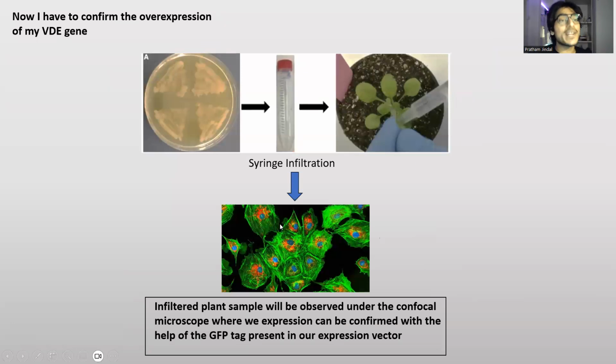Now we need to check the overexpression, whether our gene is expressing or not. In the case of plants, we use syringe infiltration. We inject the culture inside the plant, prepare a slide, and observe it with confocal microscopy. We can observe the GFP. Why GFP? It is present in the expression vector as a green fluorescent protein tag. It is excited at a particular wavelength, so when we shine that wavelength on the GFP, we can tell whether it is expressing or not. If the plant has taken up this gene and is overexpressing it, we can see the GFP in the confocal microscopy results. That's how it gets validated. Thank you so much.